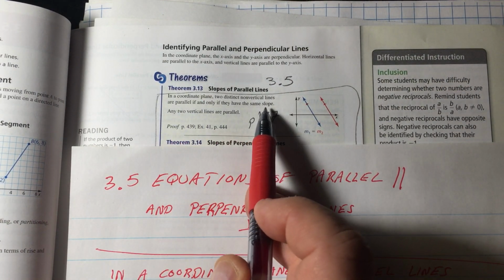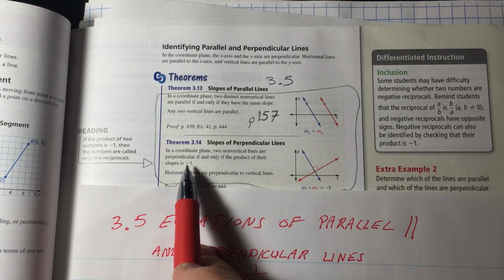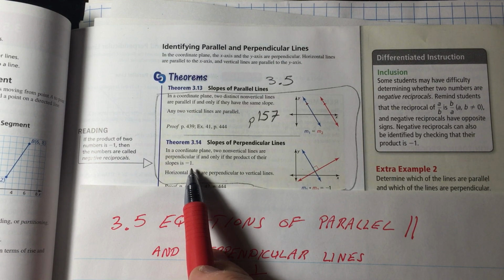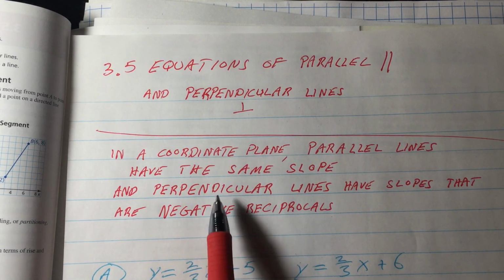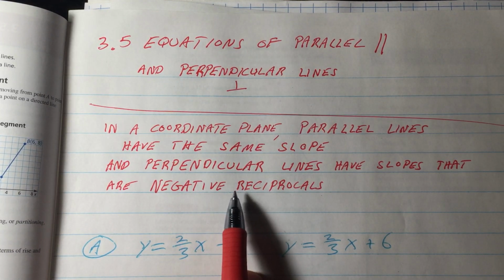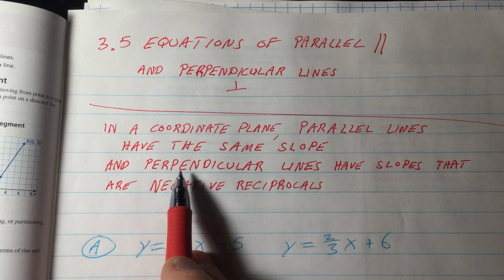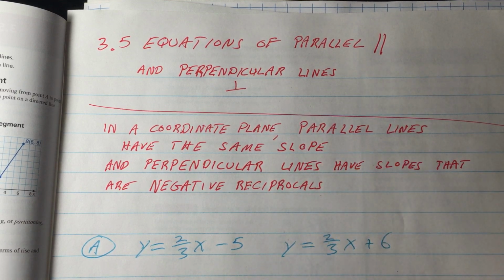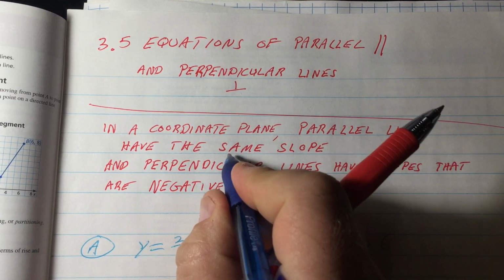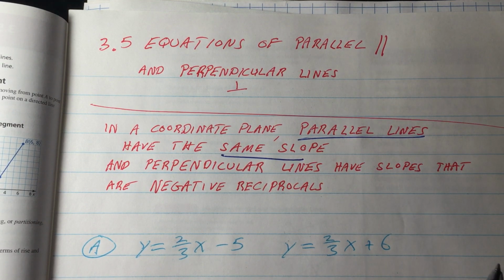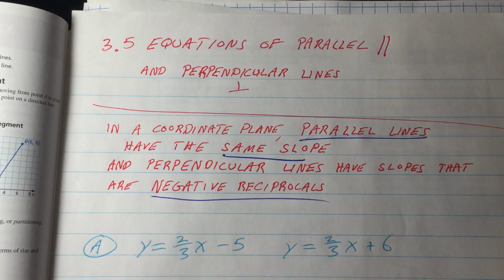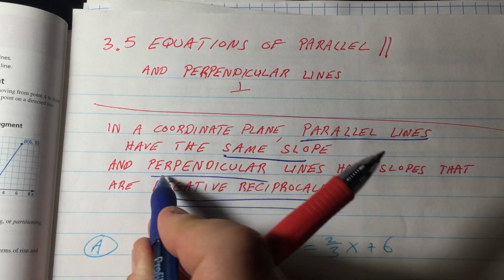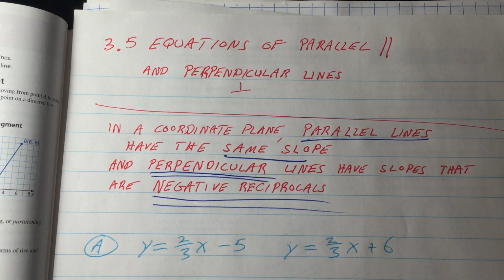Parallel, they have the same slope. The book will say perpendicular lines, if you take their slopes and you multiply them together, you get a -1. Yeah, that's true as well. I just do it this way. If the slopes are negative reciprocals, that means the lines are perpendicular. If the slopes are the same, that means the lines are parallel. So if they have the same slope, the lines are parallel. If the slopes are negative reciprocals, that means they are perpendicular.